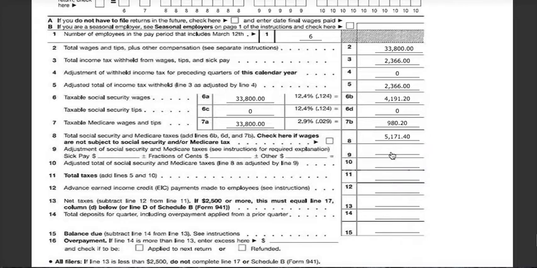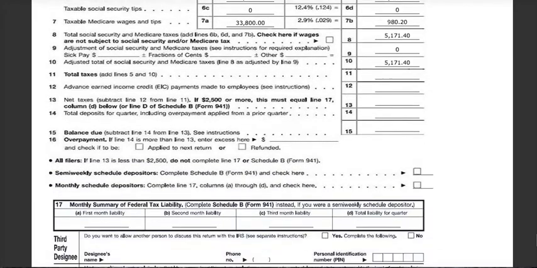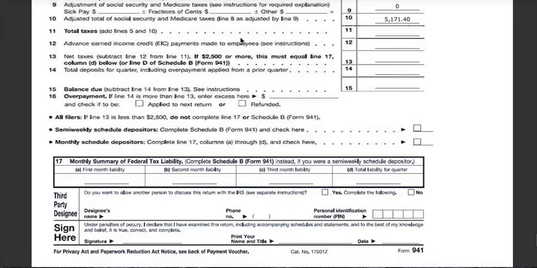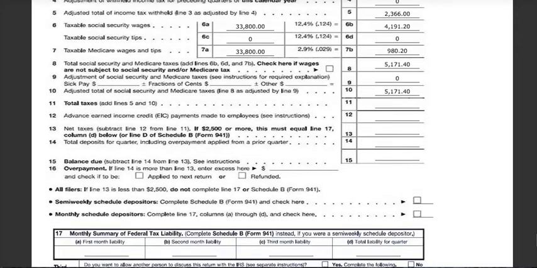Number 6, we had no adjustment of sick pay or Social Security stuff, no sick pay, no fractions, none of that, so we put a 0 there. This would all be given to you in your directions if you needed it, so keep that in mind as you're going along. Number 7, adjusted total of Social Security and Medicare, line 5 as adjusted by line 6. There's no difference, so we're bringing down our 5171.40. I'm going to scroll down a little bit more here. Let's see where we're at. Our total taxes, add lines 3 and 7. Add line 3 plus line 7 gives me a tax total of $7,537.40.